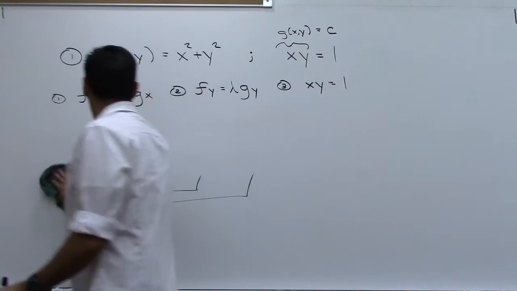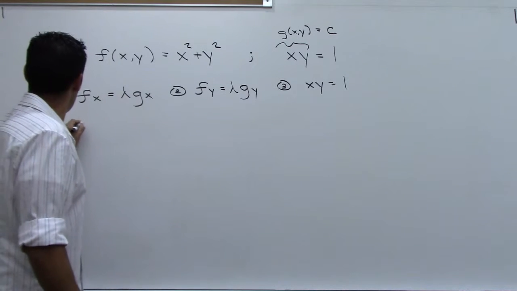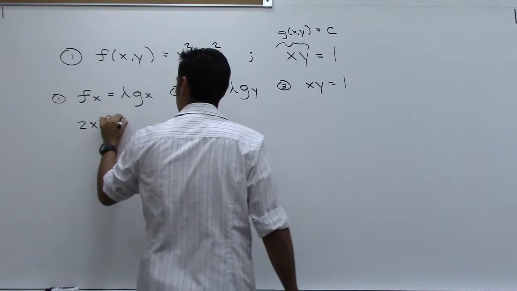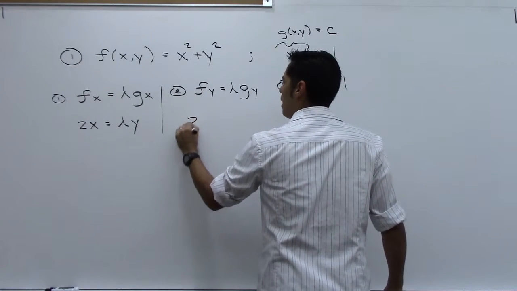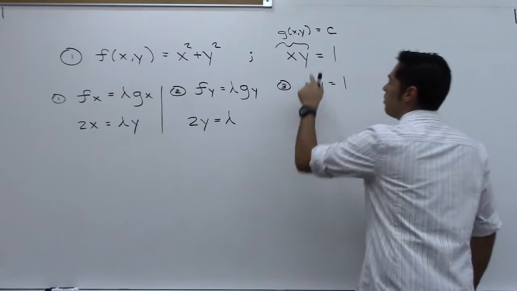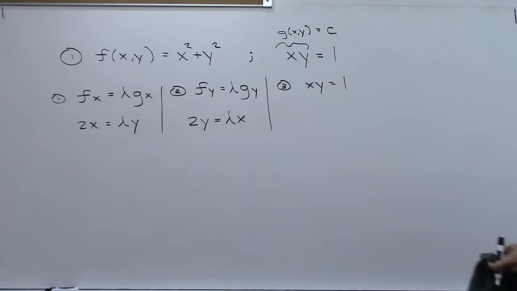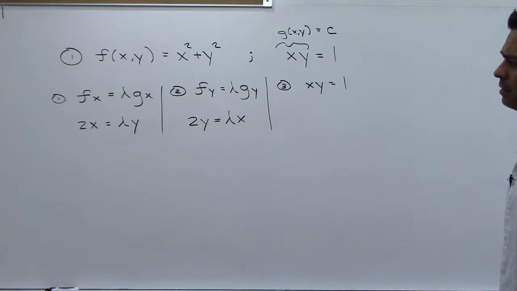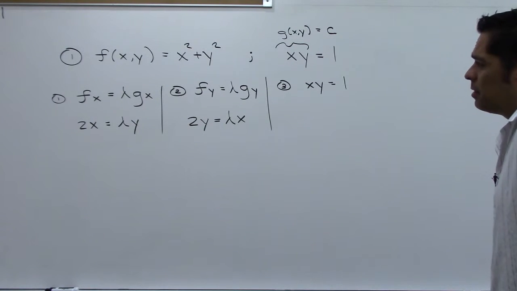All right, so now the partial of f with respect to x is just 2x. Partial of g with respect to x is y, so I'm going to have lambda y. The partial of f with respect to y is 2y, and that must be equal to lambda times partial of g with respect to y, which is just x. And then my third equation I'll leave alone. All right, so if I can find an x, a y, and a lambda that make all 3 of these true at the same time, then I'll be done. I'll just check those values into the original function, see which one gives me the max, which one gives me the min.